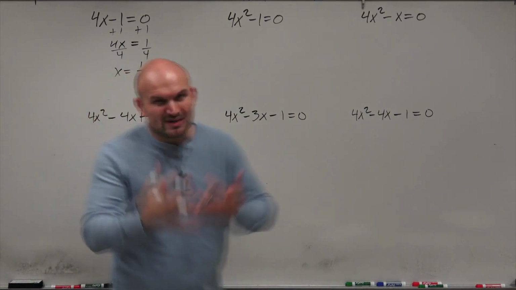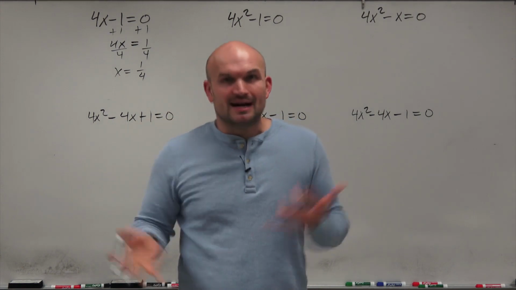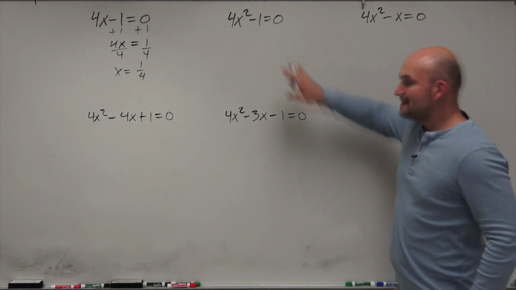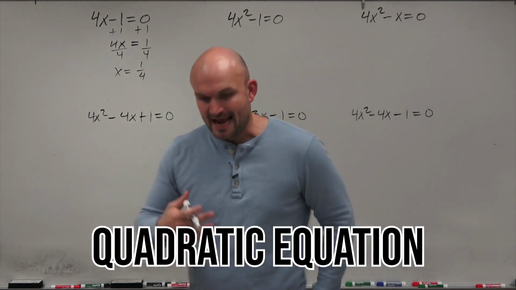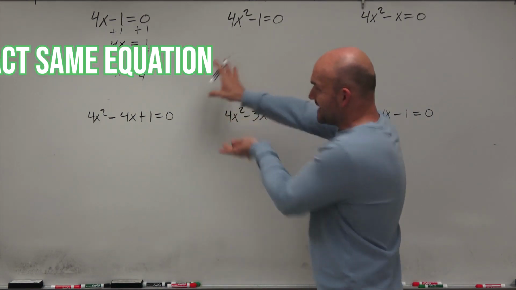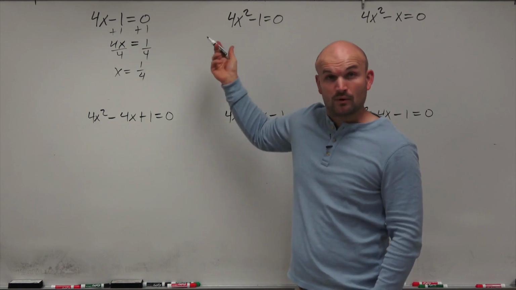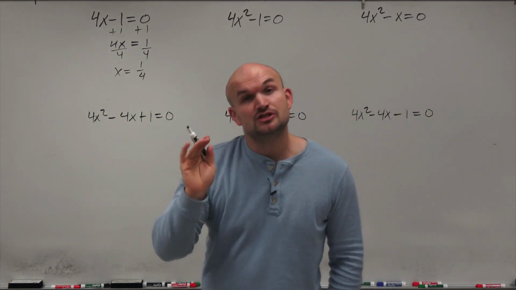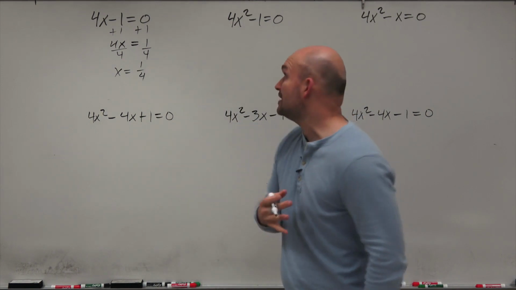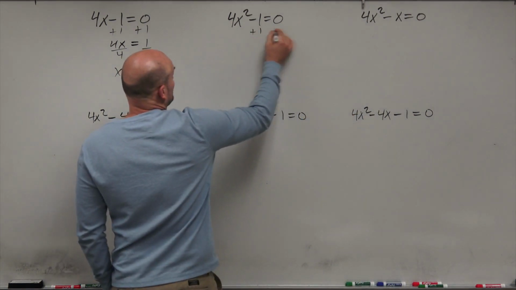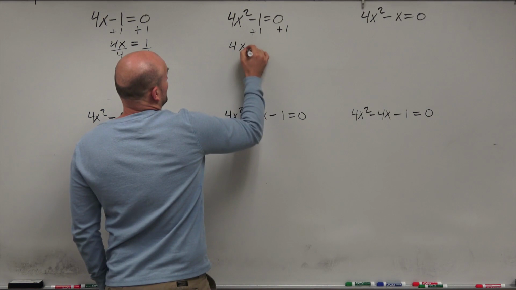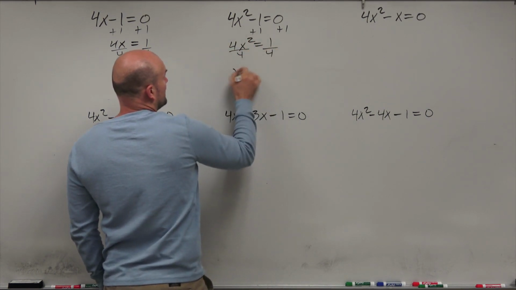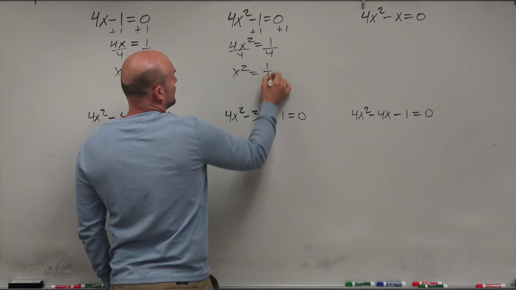And most students, once they get the hang of it, they're like, all right, I understand inverse operations. I can follow that step by step, right? And then we move into our quadratic equations. And in this case, you can see it's basically the exact same equation. I just now raise the power of my variable x. Well, the nice thing about this equation is we have only one x. So we can still follow our inverse operations, meaning I can just add a 1 to both sides. And then I have a 4x squared equals 1. I can divide by 4. And therefore, I get x squared is equal to 1/4.